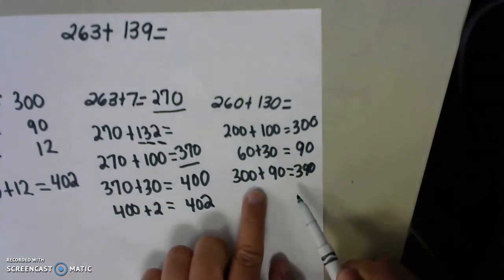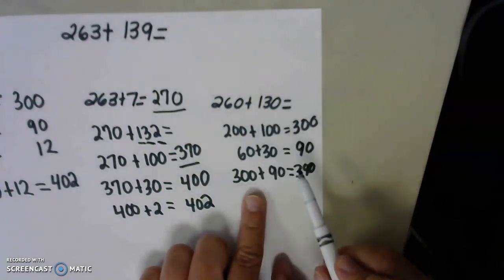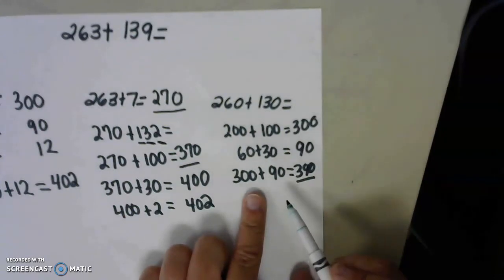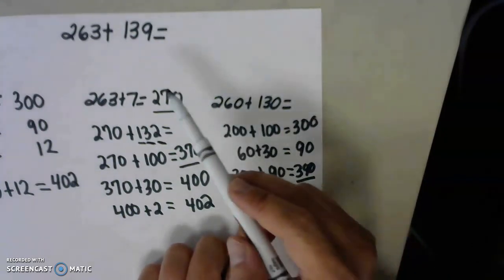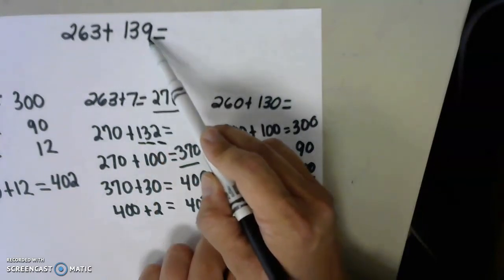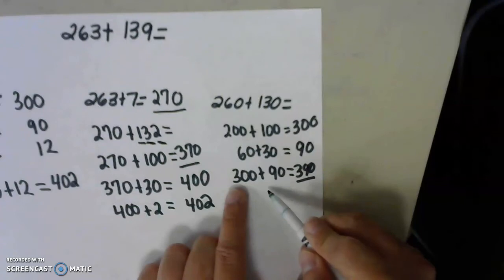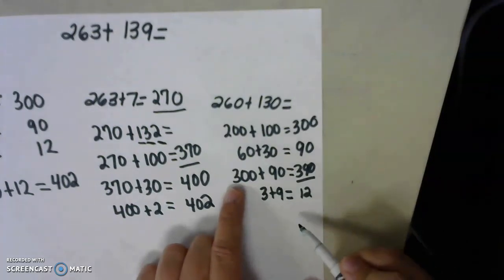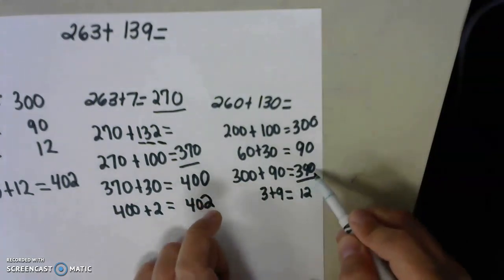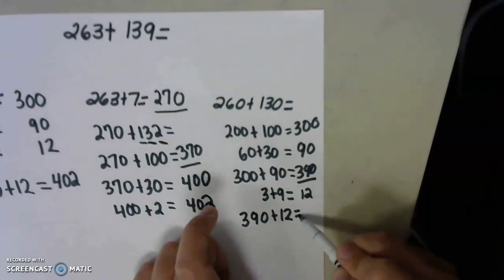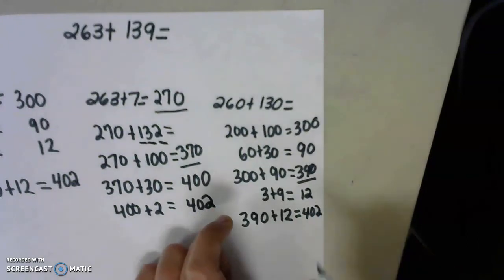Okay, so this gives my sum for 260 plus 130. I have 390. The only thing that I need to add now to this number are my ones. So I had 3 ones in 263 and 9 ones in 139. So I'm going to say 3 plus 9 equals 12. And then add these two numbers together. 390 plus 12 equals 402.